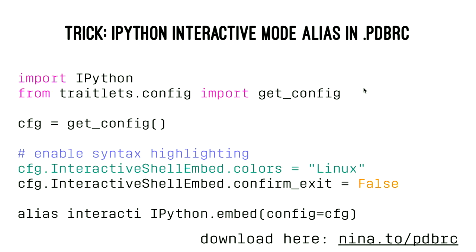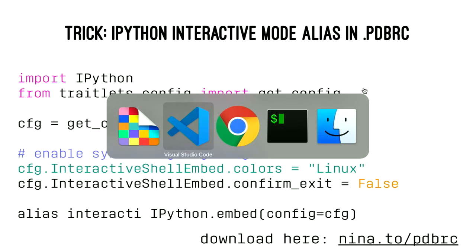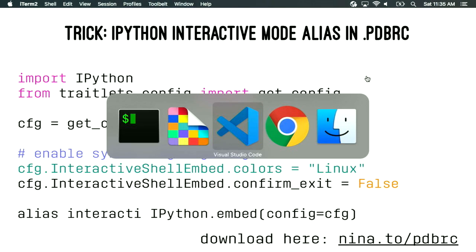This is one of my favorite hacks. I showed you that you can enter interact to enter just a Python REPL from your debugger, but you can set up a PDBRC configuration file, and there's a link to download mine at the bottom. And I've set up an alias called interacti that instead of dumping me into the Python REPL is going to dump me into an IPython REPL. Okay, I'll demo that for like 3 seconds because I think it's really cool.